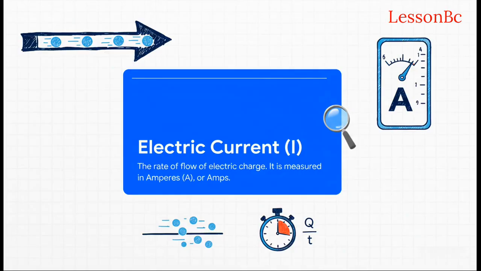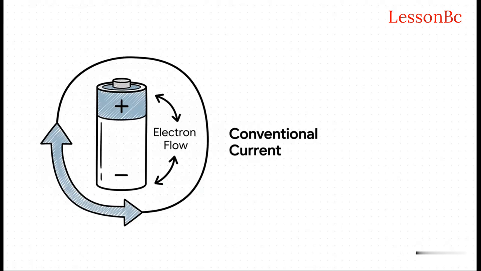Okay, so you've got all this charge. What happens when it decides to get up and go somewhere? Well, that is electric current. It's not the charge itself, it's the rate of the flow. How much charge is passing a point in a certain amount of time. We measure this flow in amps. You've probably heard them called amps. And it's pretty simple. 1 amp just means that 1 coulomb of charge is whizzing by a point every single second.